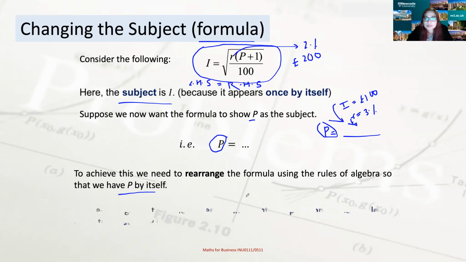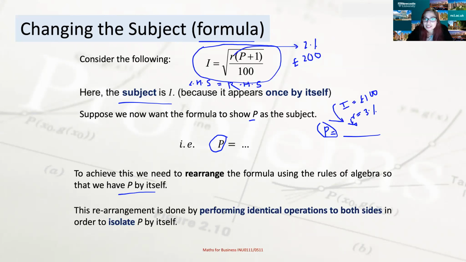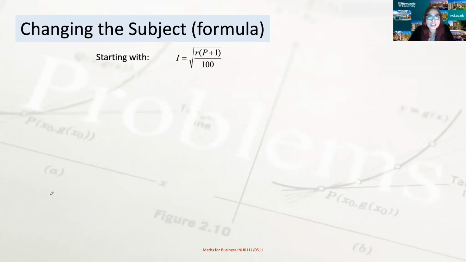So let's rearrange this. How do we do this? This rearrangement is done by performing identical operations to both sides in order to isolate P by itself and bring P to the left-hand side. Let's do this one together, and the next one you can do as homework.